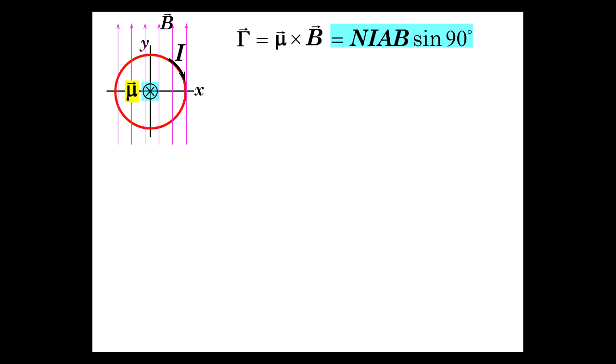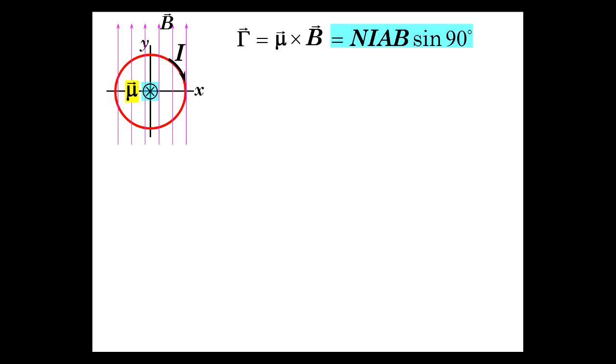Okay, a couple more configurations. Let's this time have the current circulating clockwise, magnetic field straight up. Well, dipole moment into the page, right hand rule. Torque, mu cross B. Is there a non-zero torque? Let's see, this goes in, that goes up. Yeah, cross product is there. NIAB sine of 90, maximum value.